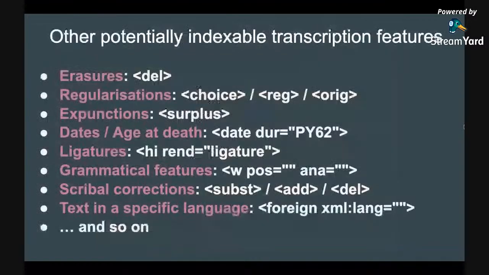But these are only a very few of the many possible examples of indices that we can produce, because for every single element that has been used in the transcription of the text, we could provide an index. So here you can see listed some of those examples. We could have, for example, an index of erasures deriving from the del element. And again, we can have an index of regularizations, of expunctions, of dates.